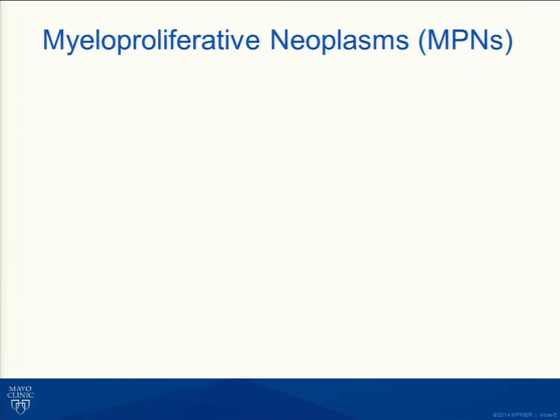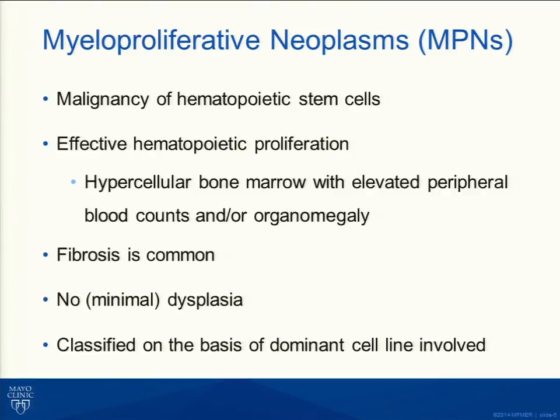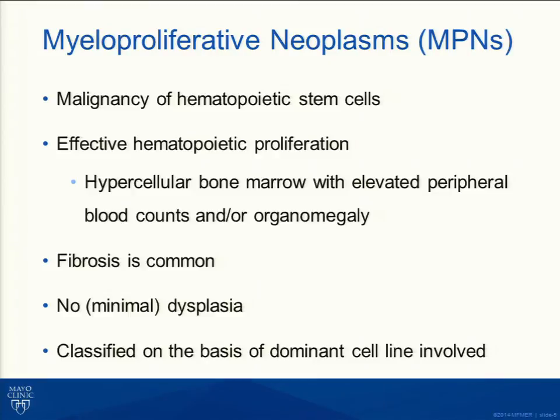MPN is a malignant hematologic disease that starts from the stem cell and involves effective hematopoiesis. So you're going to have a hypercellular bone marrow with cytosis in the peripheral blood, with or without organomegaly. Fibrosis is common. They usually come with very little or no dysplasia, and ET, PV, and PMF are classified on the predominant cell lines that are being involved.